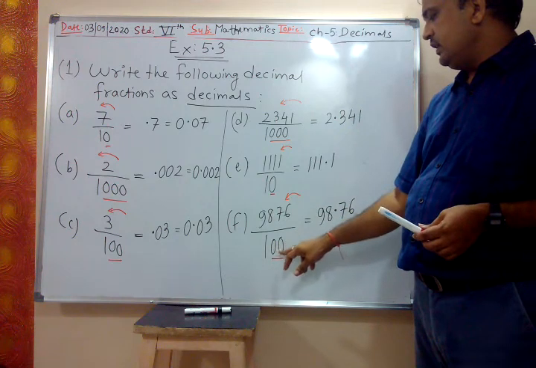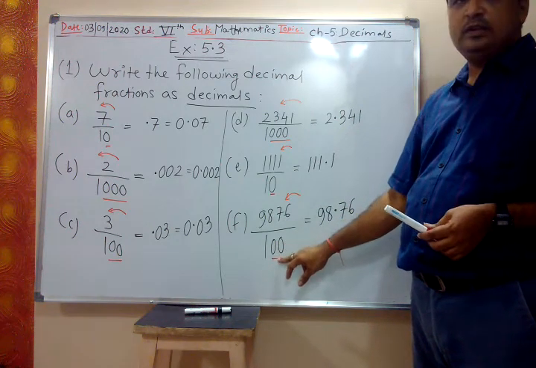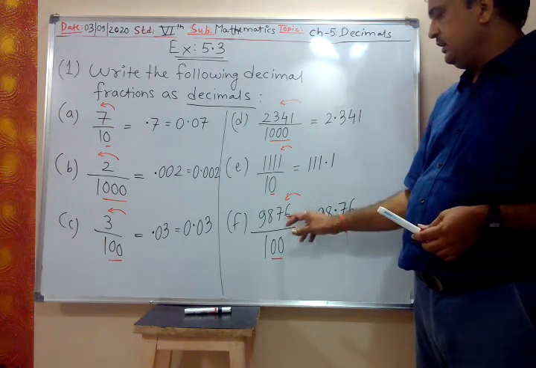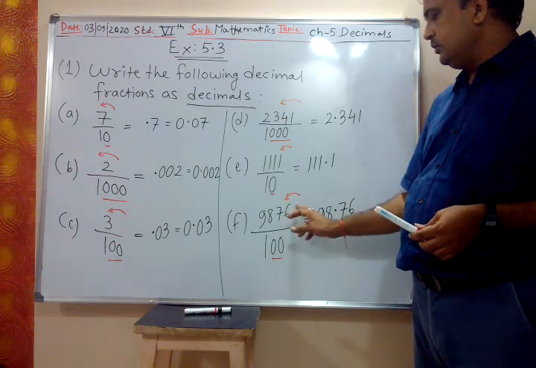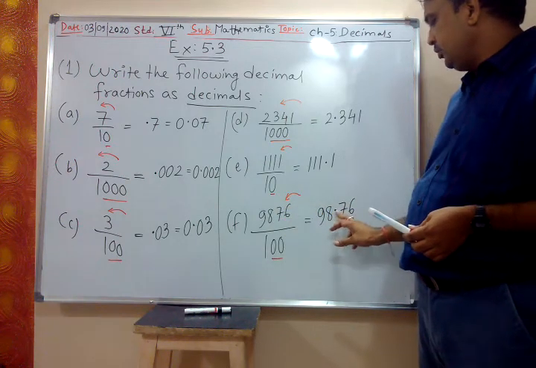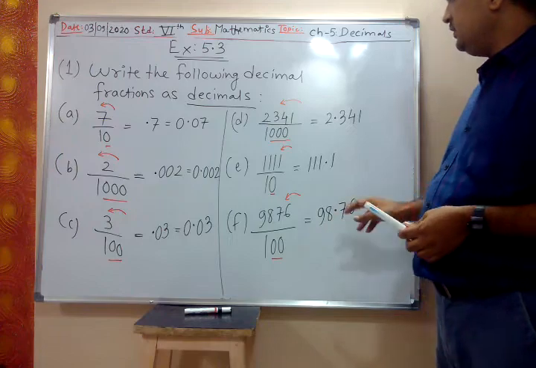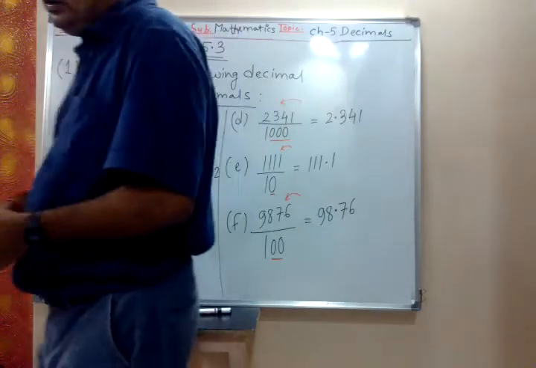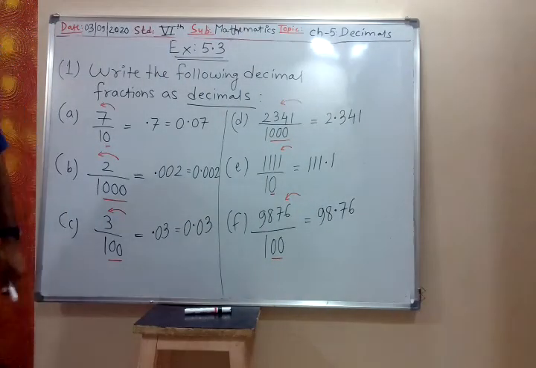9876 upon 100. There are 2 zeros in the denominator. So now start from right and put the decimal after 2 digits. So 6, 7, put that point. So 98.76. So in this way we convert the given fraction into decimals.